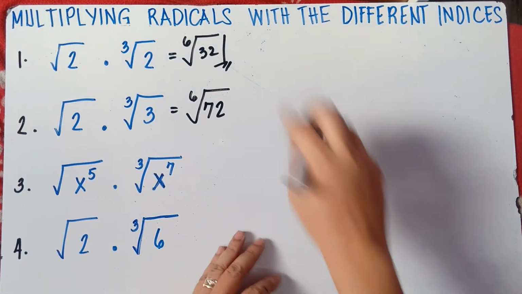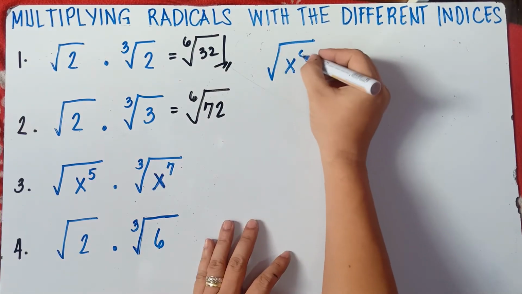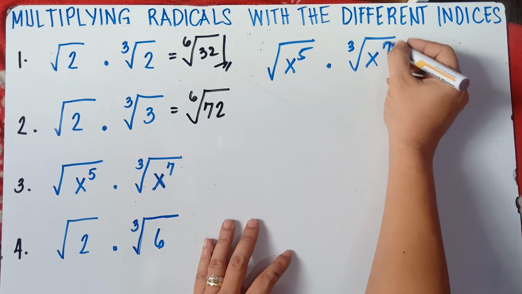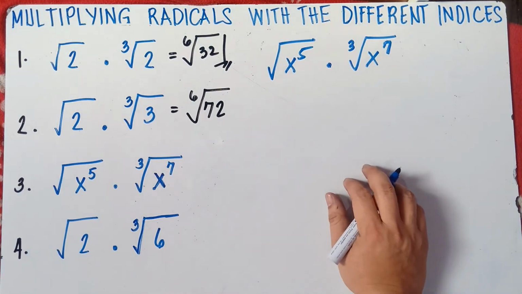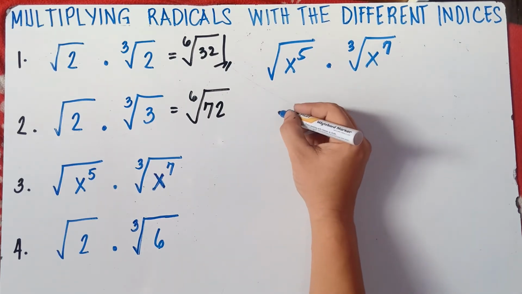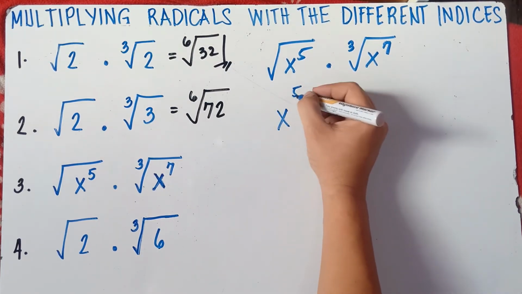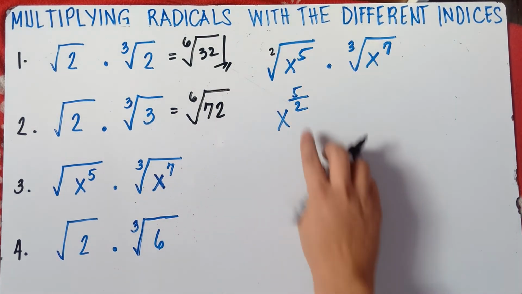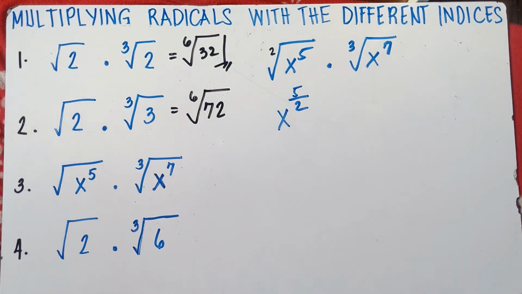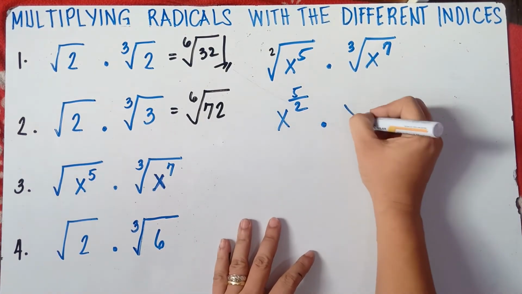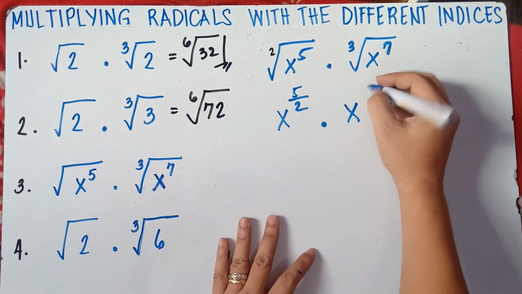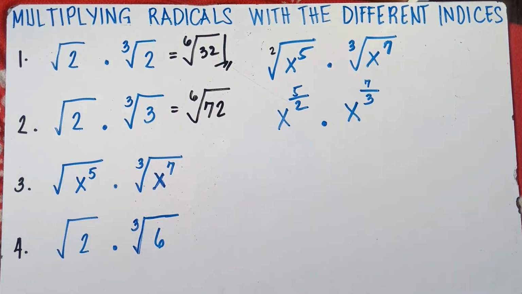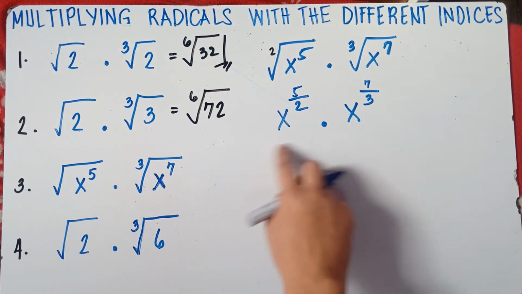Alright, number 3, we have the square root of x raised to the power of 5 times the cube root of x raised to the power of 7. Once again, we write this one into exponential form. So this will be x raised to the power of 5 over 2. So understood that the index there is 2, so 2 will be the denominator of the fractional exponent, times x raised to the power of 7 over 3, where 7 is the numerator of the fractional exponent. Alright, so they have the same base, so we can apply the laws of exponents.